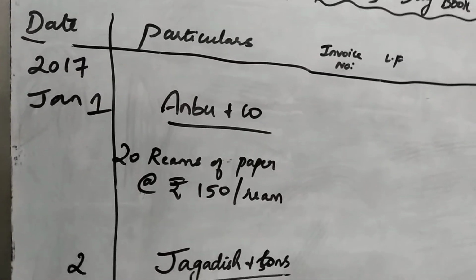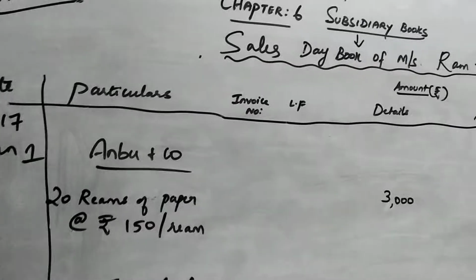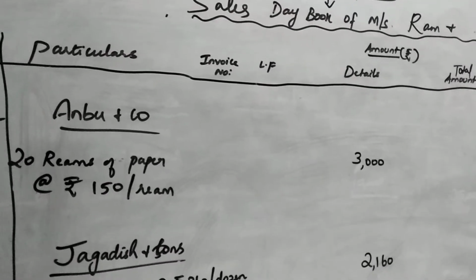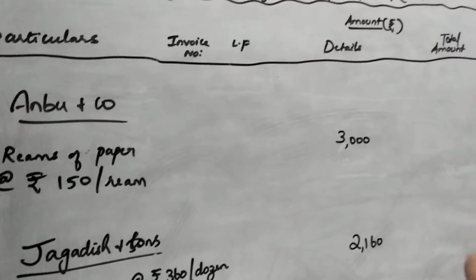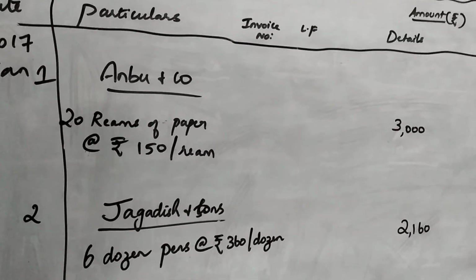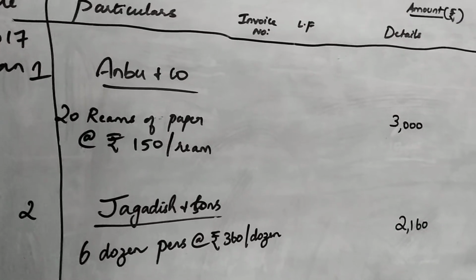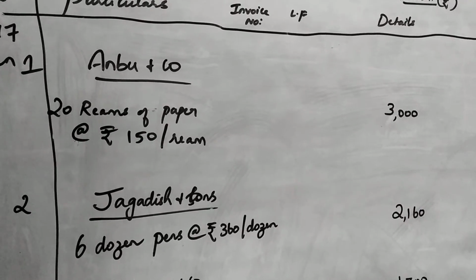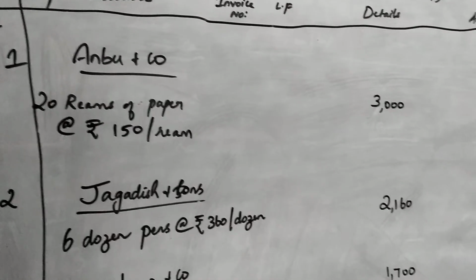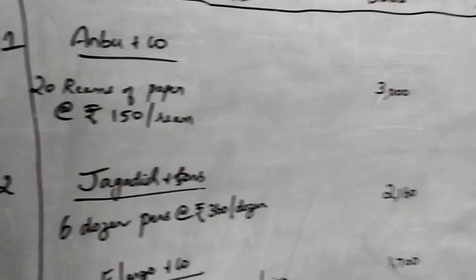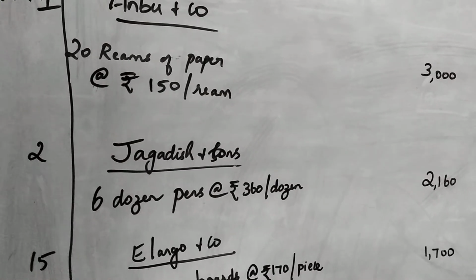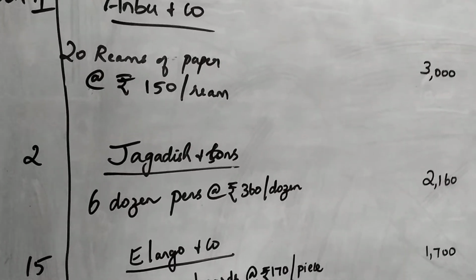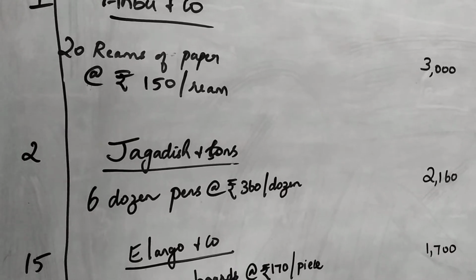So, Jan 1st, sold to Anbu and Co. 20 reams of paper at rupees 150 per ream. So 20 into 150, 3000. Then on 2nd of January, sold to Jagdish and Sons on credit 6 dozen pens at rupees 360 per dozen. 6 into 360, it is 2160. 10th of Jan, sold old newspapers for cash, will not come. Omit that.